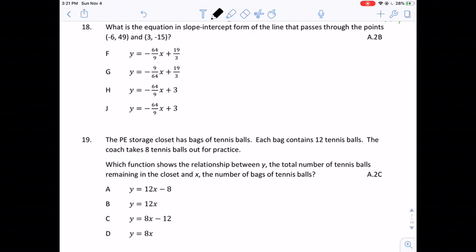Problem 18. What is the equation in slope-intercept form of the line that passes through the points -6, 49 and 3, -15? So I have 2 points. The first thing I need to do is find the slope. So to find the slope, I'm going to start with my slope formula, y2 minus y1 over x2 minus x1. I'm going to open the parentheses.